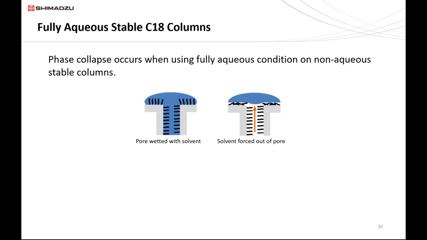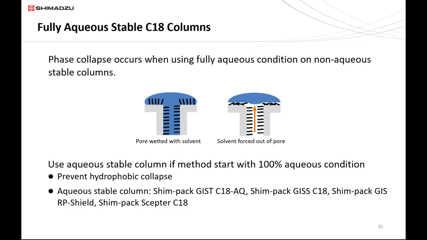This will damage the column because your analytes will no longer be able to enter the pores where most of the C18 groups is located. So there will be no interaction and thus no separation. So always use an aqueous stable column if your analysis method starts with fully aqueous mobile phase to prevent hydrophobic collapse.